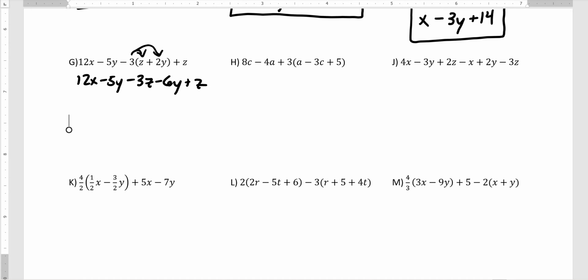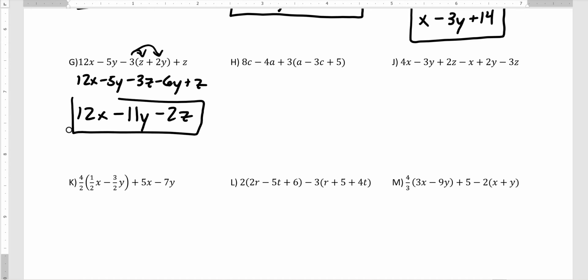From here I can combine my terms. 12x is the only one I have there. Negative 5y minus 6y would be negative 11y. And then negative 3z plus z would give me negative 2z. Not bad, not bad. All right, looking at letter H.